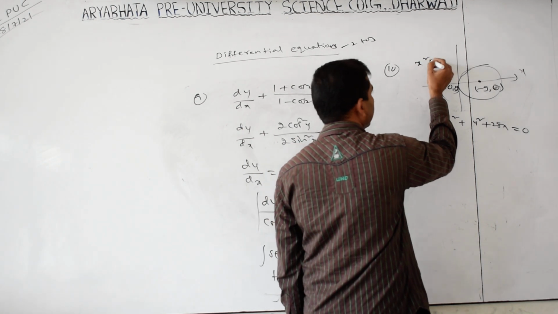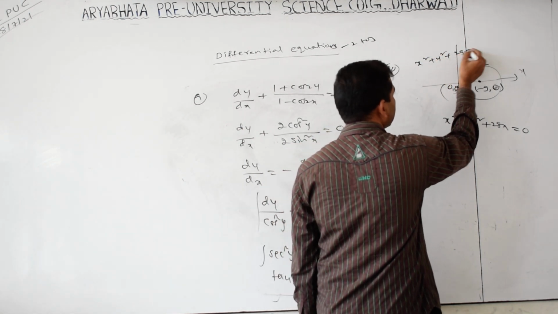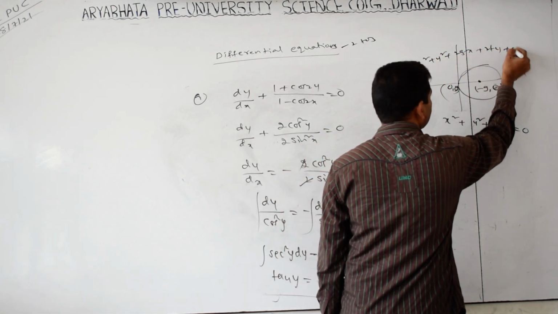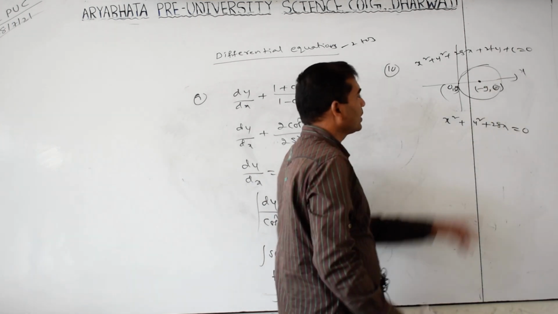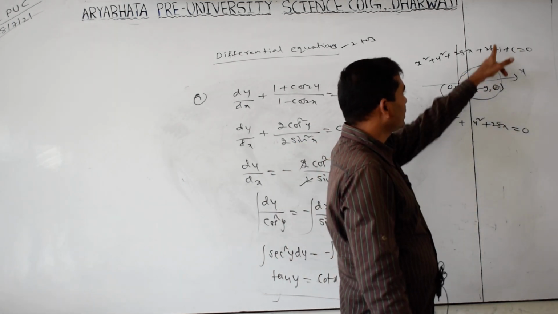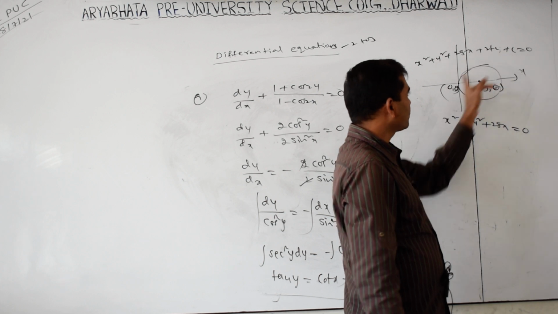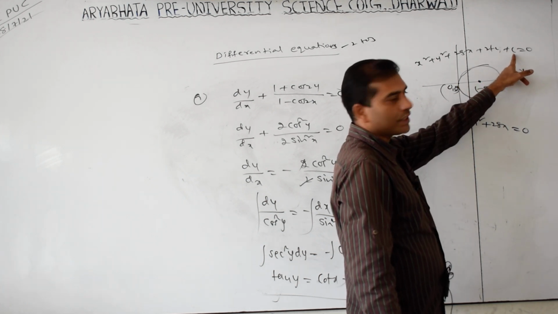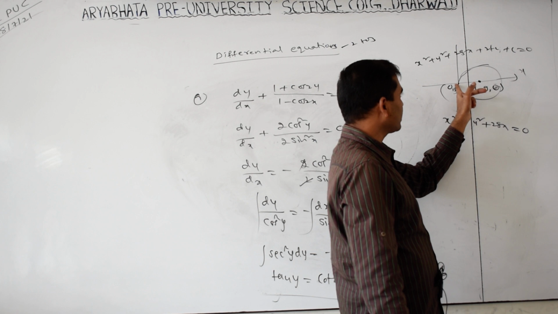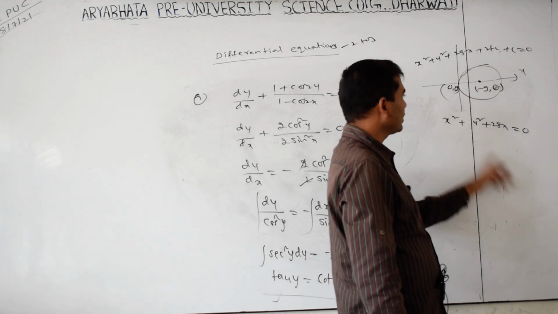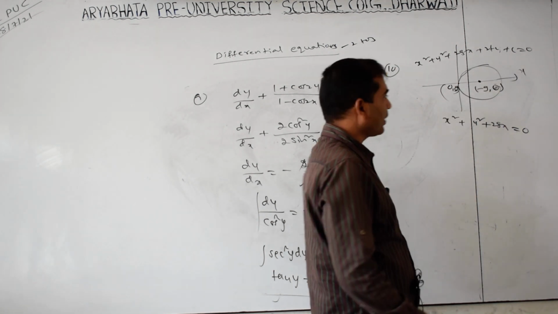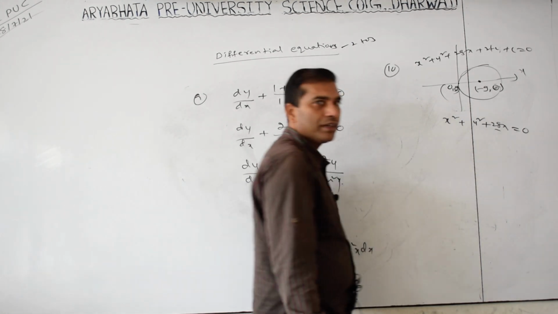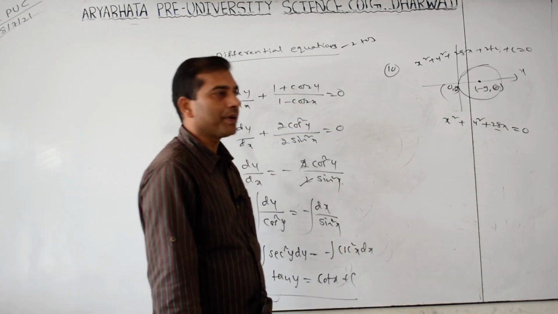The general equation of a circle is x squared plus y squared plus 2gx plus 2fy plus c equals 0. If the center lies on the x-axis, f is 0. If it is passing through origin, then c is 0. If it touches the axis at origin, it means passing through origin, c is 0. So how many arbitrary constants? Only one. So we have to apply differentiation one time and eliminate the arbitrary constant.